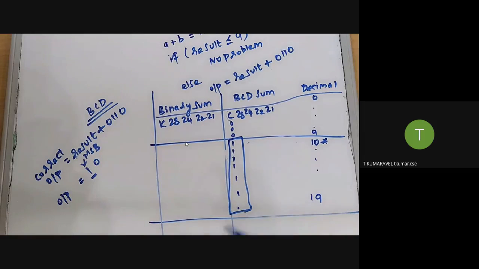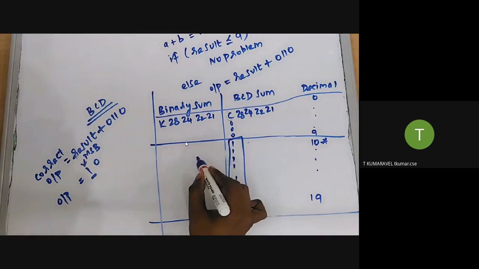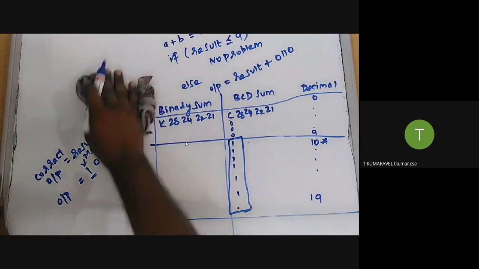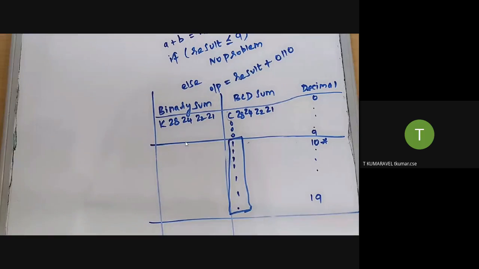Now this is the output, so based on that I'm going to take the respective input combination. For that, I'm going to find out the Boolean expression for that C. Do you have any queries regarding this? Do you have any queries?